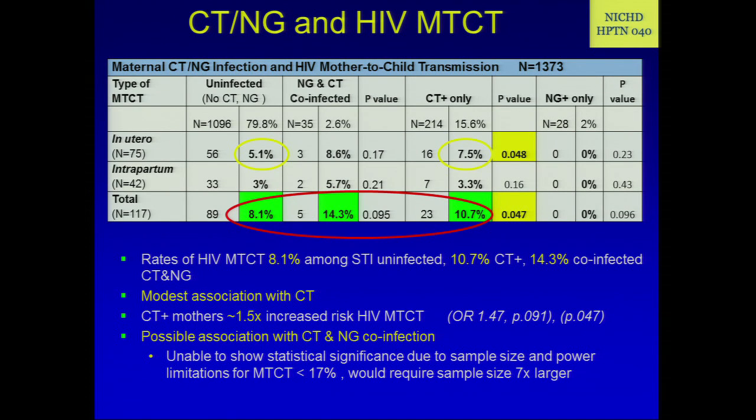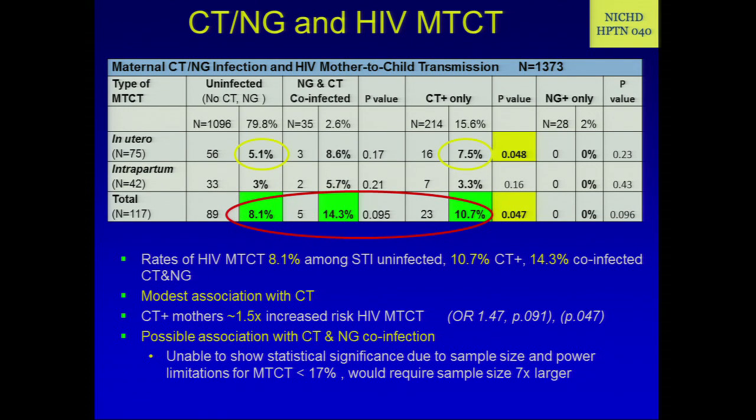The main other thing that we looked at last was whether these STIs, such as chlamydia and gonorrhea, had any impact on HIV maternal-to-child transmission. Overall, in this cohort, the rate of HIV transmission was 8.5%. For those uninfected with any chlamydia or gonorrhea, the rate was 8.1%. However, among chlamydia-positive mothers the rate was higher at 10.7%, and it was highest among infants co-infected with both chlamydia and gonorrhea, at 14.3%.